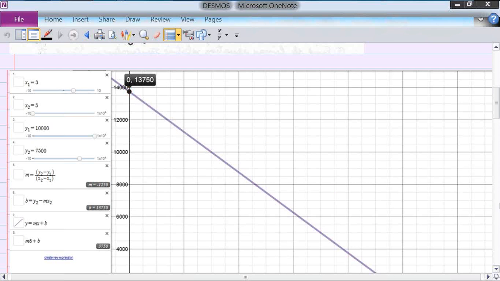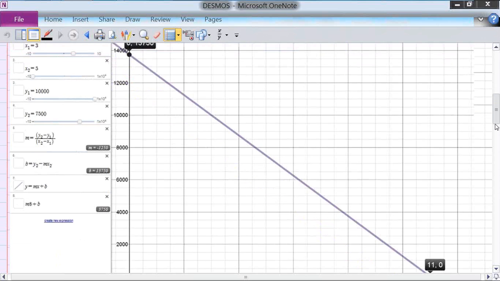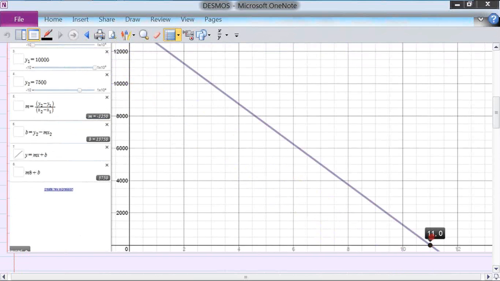If I click on this point, I get the y-intercept. You can put this on projection mode, and if I click over here, I get 11, 0, which means essentially that it takes 11 years for the value of the car to go to 0. So once I've got the value of M and B, I can just put in Y equals MX plus B, and this straight line draws this line in as the graph, as the linear expression of what's going on.